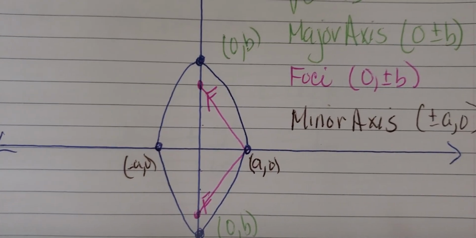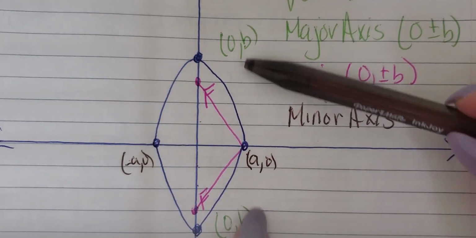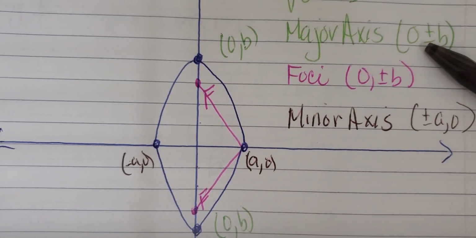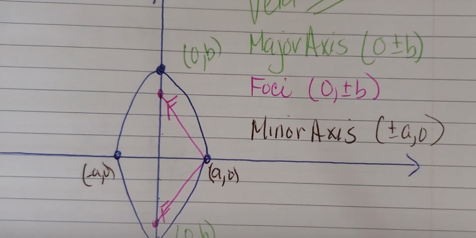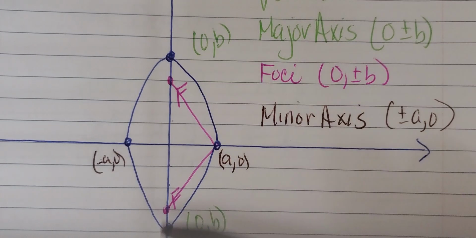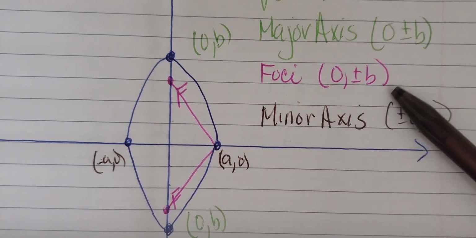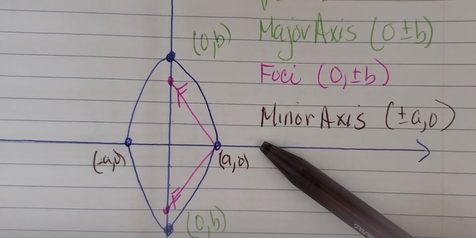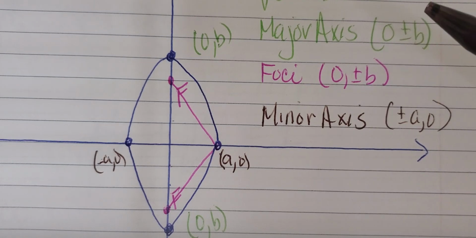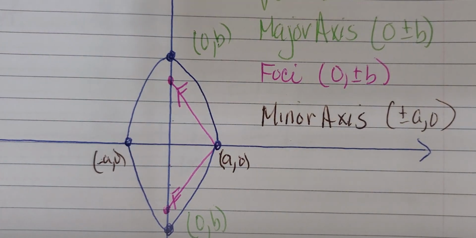This is our vertical ellipse. Again, you can see that it's longer vertically and the foci are on that major axis. But notice how the vertices are written. The vertices in the major axis are now shifting to the y, and the minor are shifting to the x. And the foci, again, are tied with the major axis.